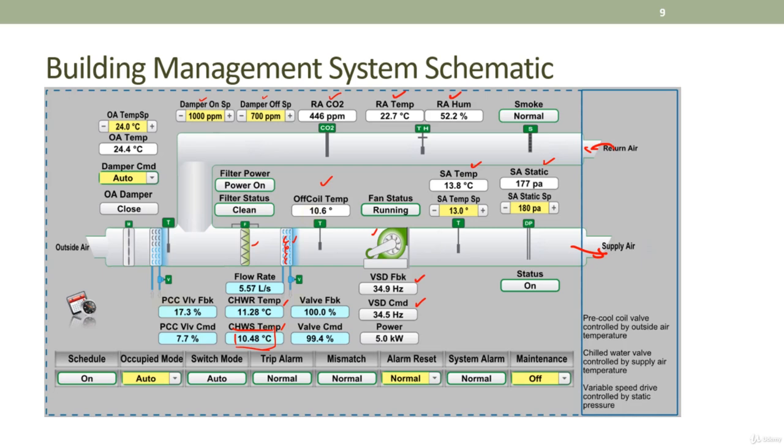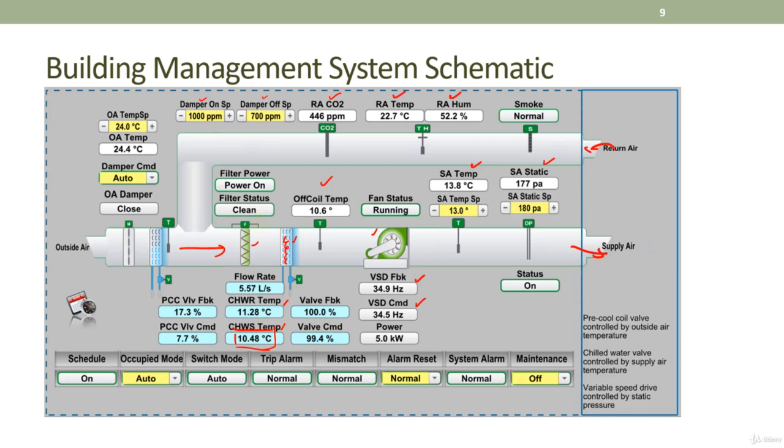PCC is the pre-cool coil. So this is a double coil system. That means before the outdoor air comes into the AHU, it is being treated first. It is air conditioned first, reducing a bit of the humidity and a bit of the temperature before coming into the AHU.